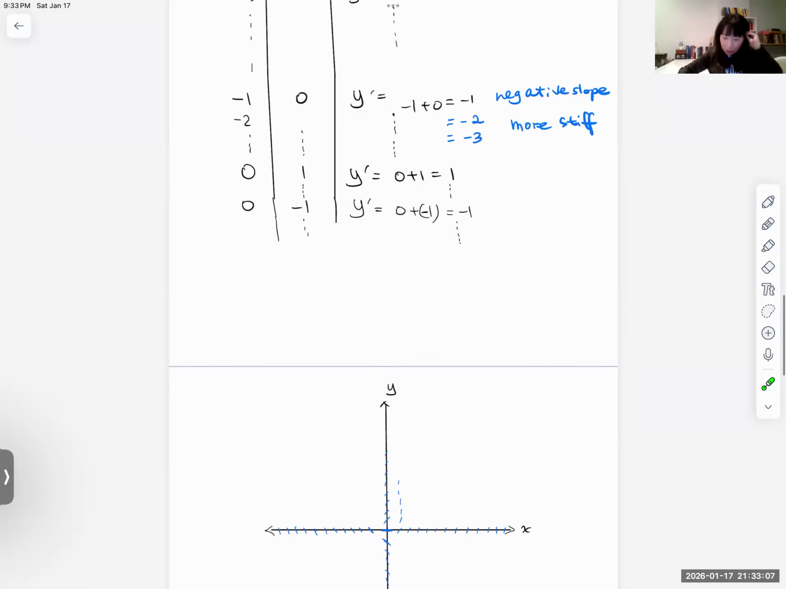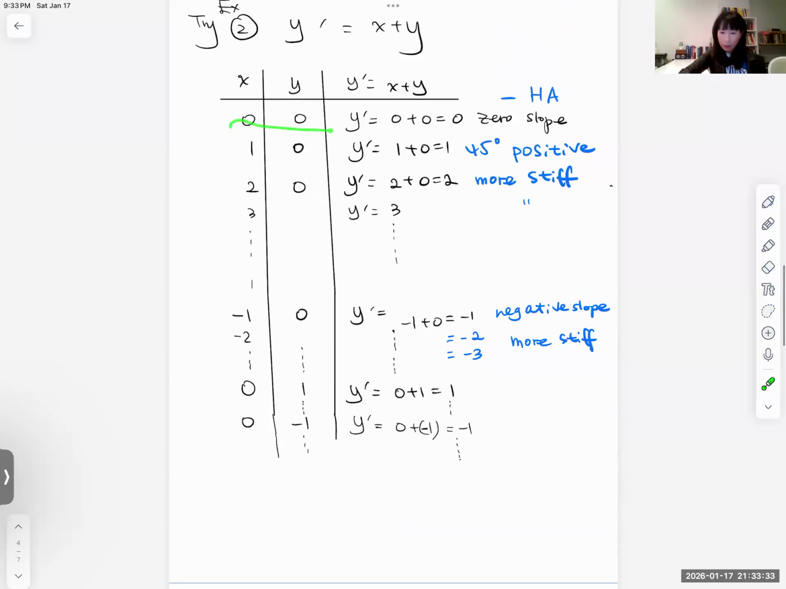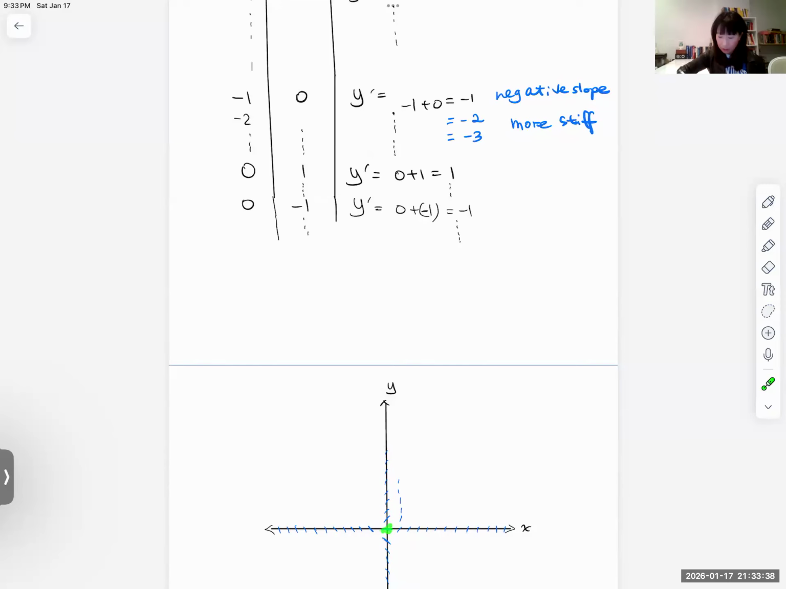Okay, now that is y equals 0, and this is x equals 0. Then they follow the slope from the y values, right? So we have y equals 0. Then x equals 0, y equals 0, we have a 0 slope, yeah? So same thing here, 0 slope.